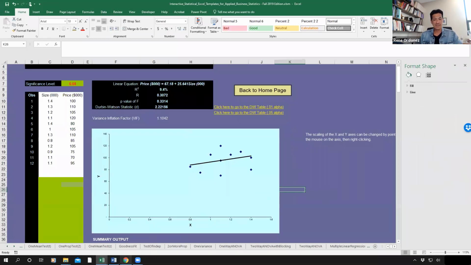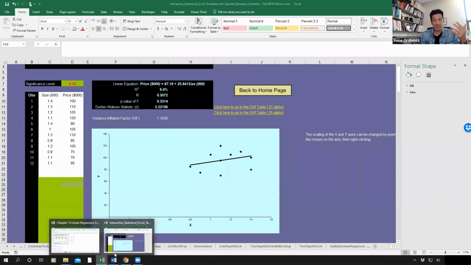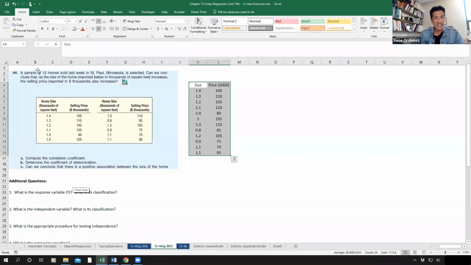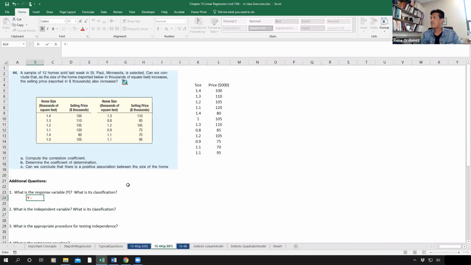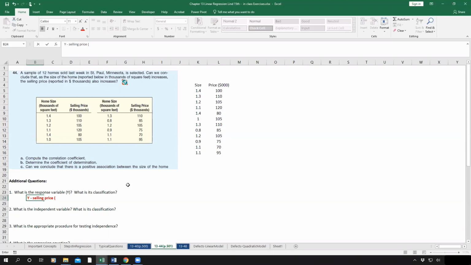Now tell me, so we kind of skipped a few things here, but let's go back and answer a few things. What is the response variable? Nick, are you there? Yeah, I'm here. What's the response variable in this problem? That'd be the home size. No, it's the other one. You're interested in estimating the selling price. Okay, got it. Thank you.